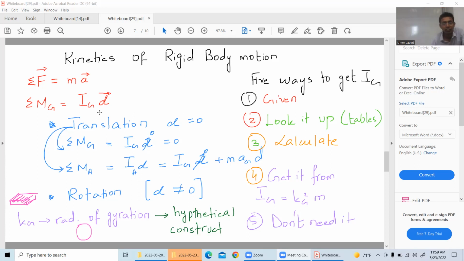I told you that even in pure translation, when I'm trying to do the summation of moments about another point A, it is equal to Ia alpha. Focus on the subscripts. But now Ia alpha, this alpha is not 0, which is so strange, which is equal to Ig alpha plus m a_g d, and I said this alpha is 0. Then I said in a rotation problem, of course, in general, alpha is not equal to 0. I told you all the different ways you can find the moment of inertia.